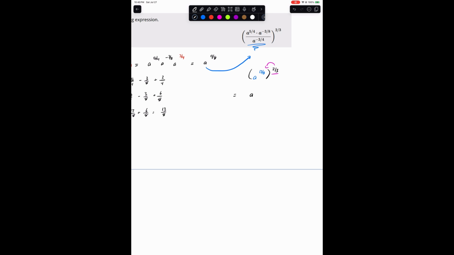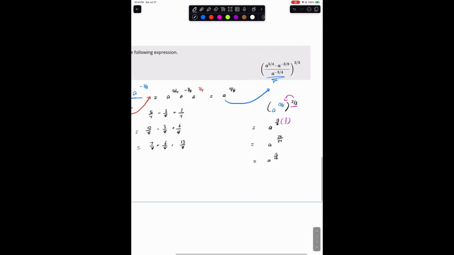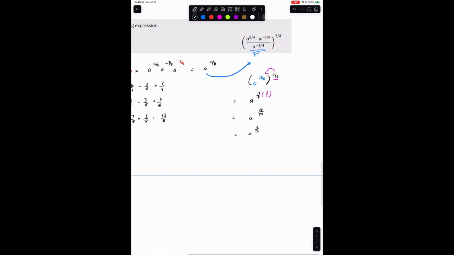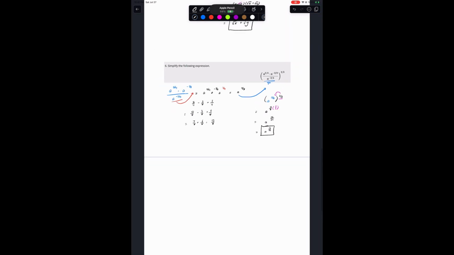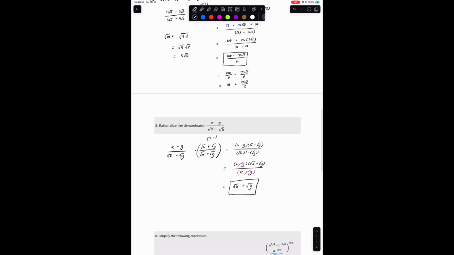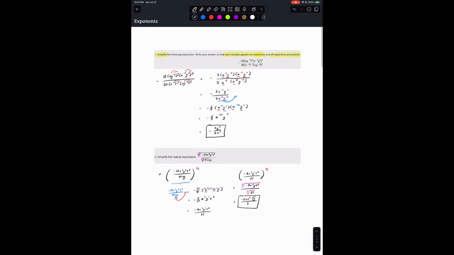So this equals a to the power of 13/8 times 2/3, which gives you a to the 26 over 24. And you can simplify that to 13 over 12. Okay. It's an exponent, so this is my final answer. And with that, this concludes my video on exponents.